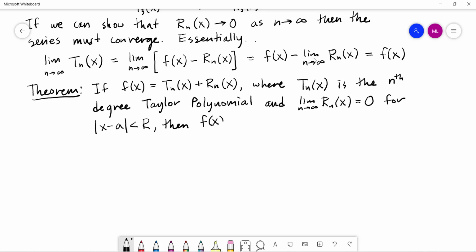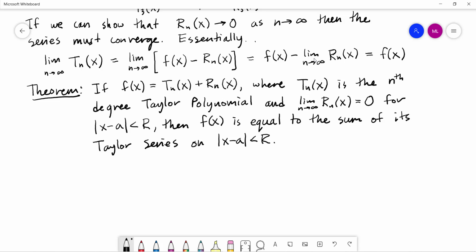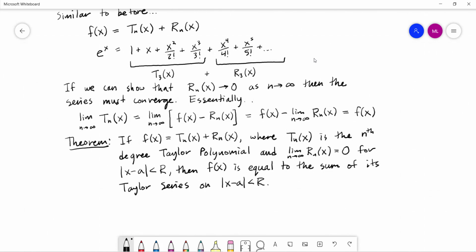Then f of x is equal to the sum of its Taylor series, the full sum, on that same interval. So all of this is basically a really long, complicated way of coming to a theorem, a definition that's really kind of intuitive. It's just saying that the function and its Taylor series representation are going to be exactly equal whenever you can get the series to actually converge, when this remainder goes to 0 on whatever interval we care about. Okay, so that's all we're saying. Is basically we're saying that when the Taylor series converges, it's going to converge to the actual function.